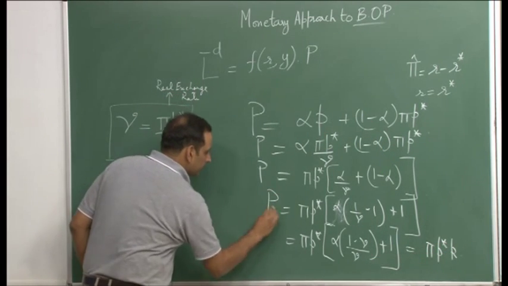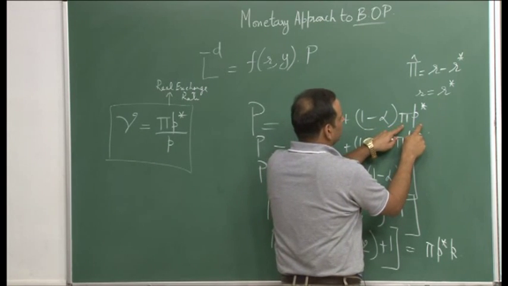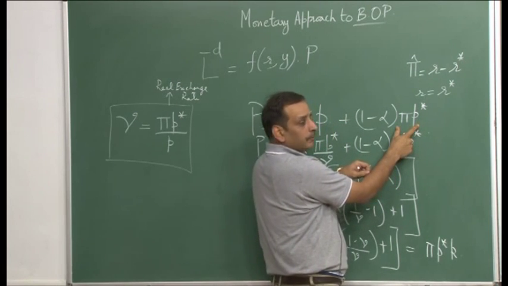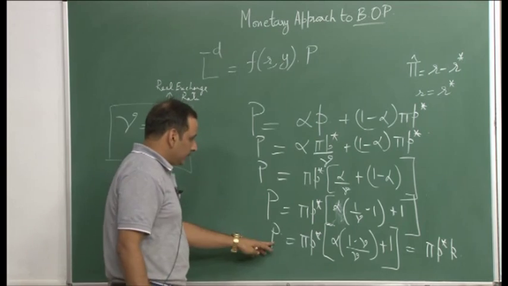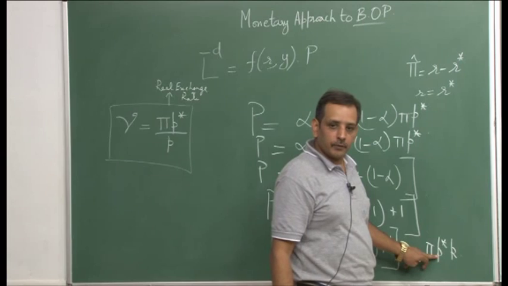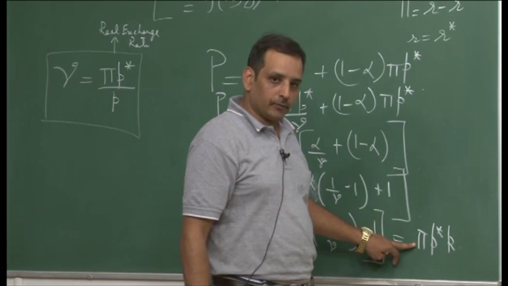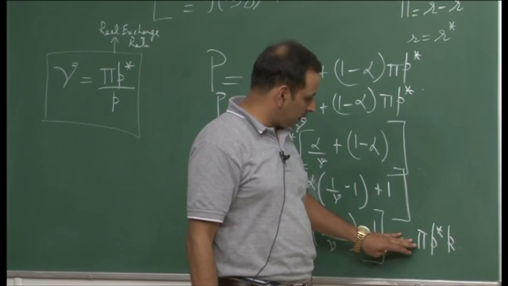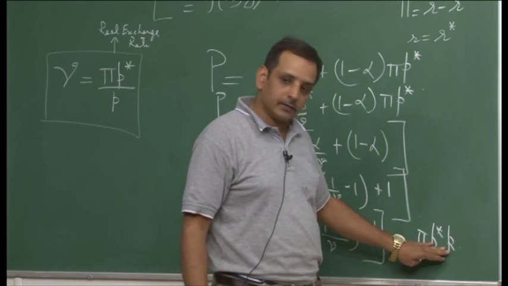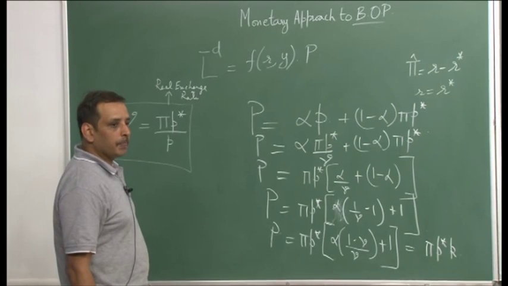So, this P, which is a weighted average of the domestic and the imported prices, this is the price of the imported good expressed in domestic currency. So, this is a function of the foreign prices, which is also constant, and the exchange rate, if you assume a fixed exchange rate. So, this is fixed, P star is fixed, k is a constant. So, you have P, which is also a constant.